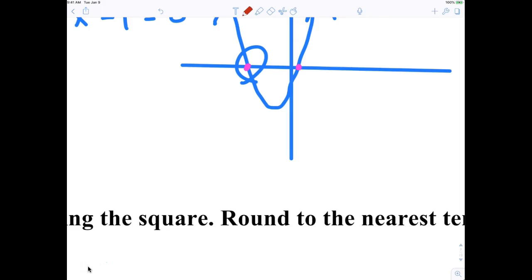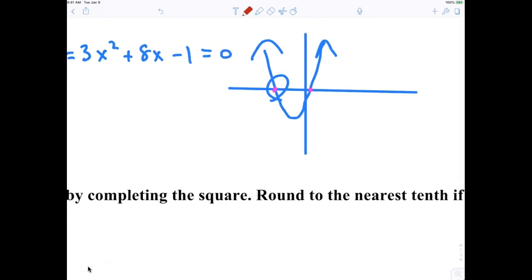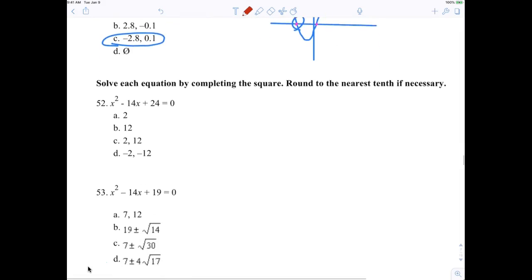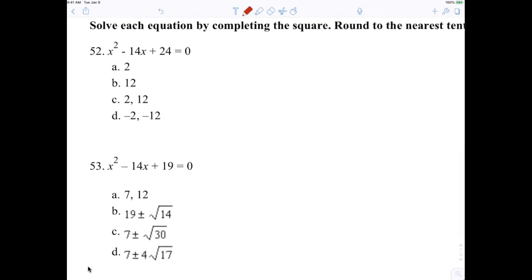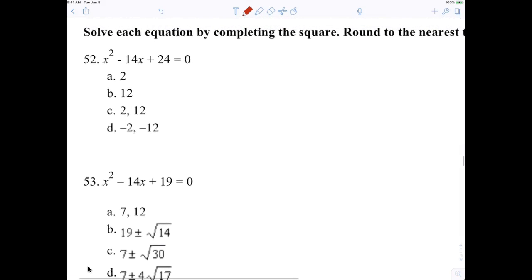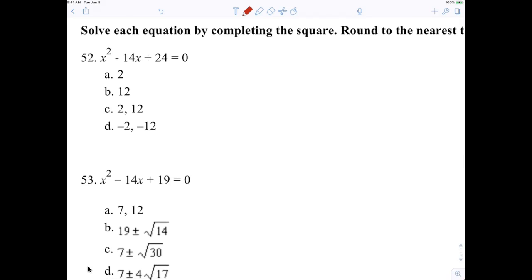All right. Any questions? All right, now here it says solve by what? Completing the square. So we're going to review how to solve by completing the square, even though it's easier just to do what? Factor it. All right, but let's review completing the square.